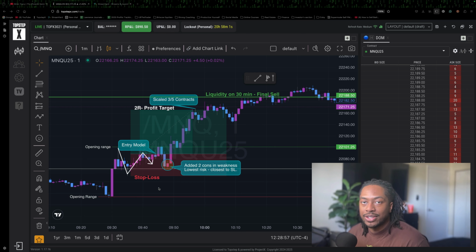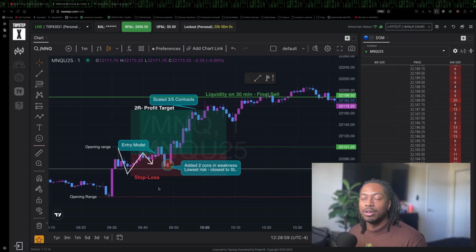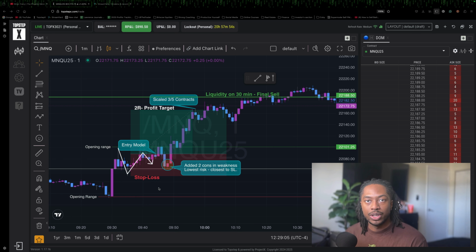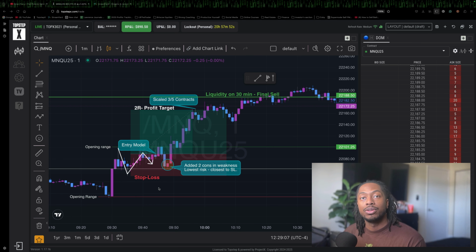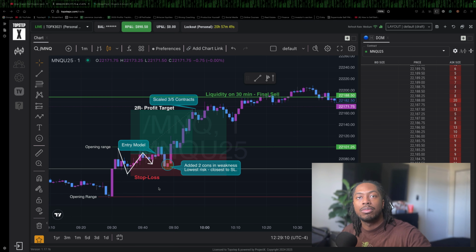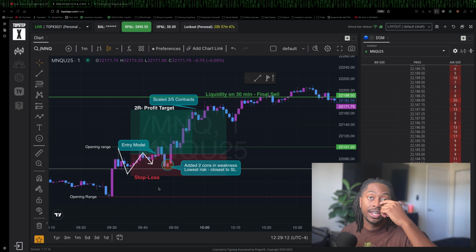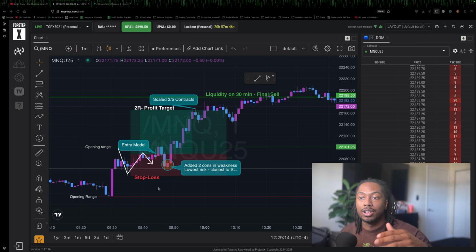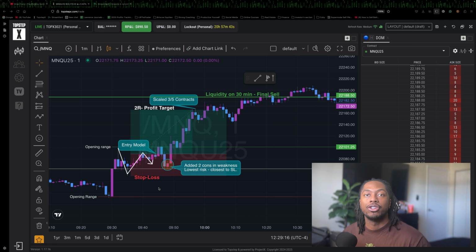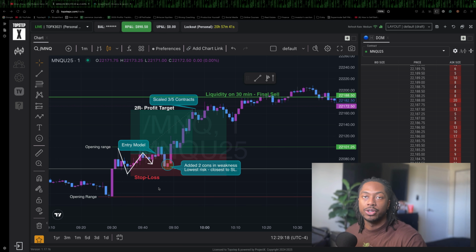So basically I have the same fundamental formula almost every trade, right? Which is opening range on the 2-minute, wait for a breakout or a sweep, right? My entry model, and then go for a 2R for my profit target, and then stop loss at the end of the sweep or the low or the high of my entry model, wherever my entry model ends for the most part. And I'll show you an example right here.